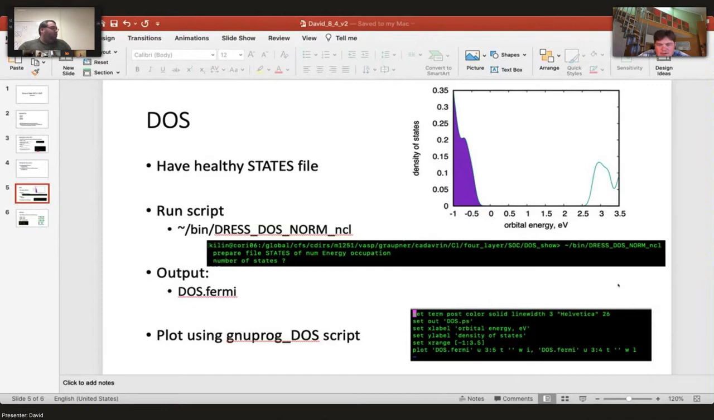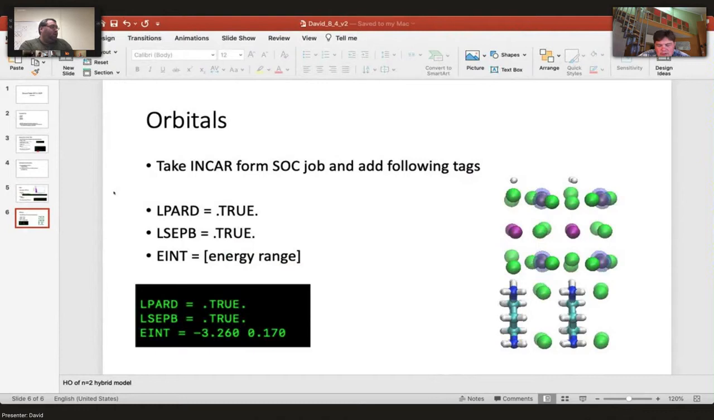And to make orbitals, you're going to use the incar from your spin orbit job, and you're going to add a few more lines to it. The L par B equals true, L sep B equals true, and the EINT equals the range, that energy range that you're looking for your orbitals. And then you would run this job, and it would give you a list of par charge files that you can make for your orbitals.